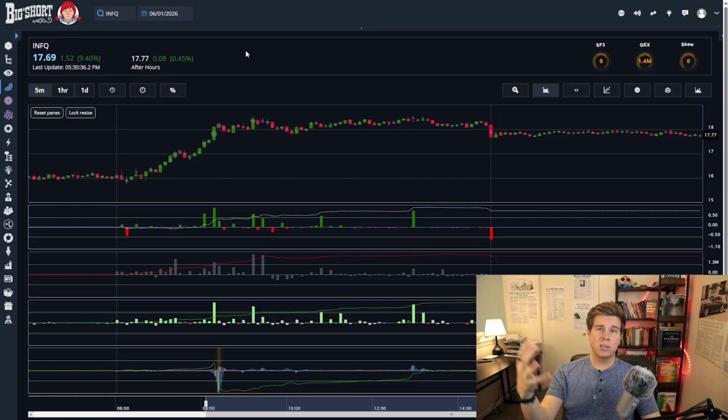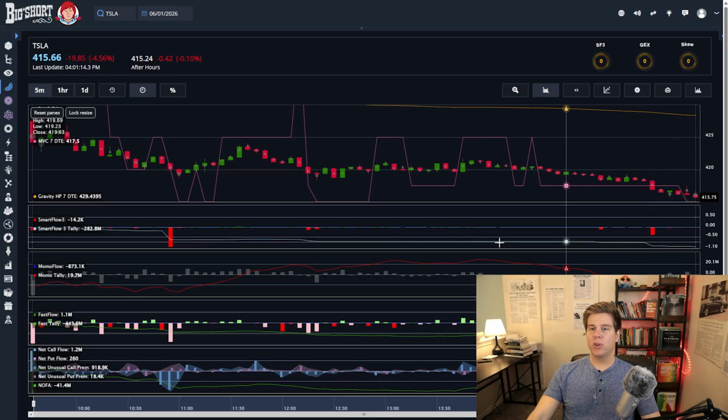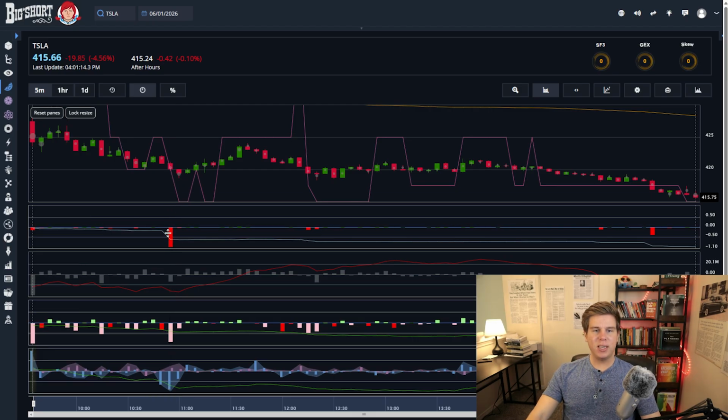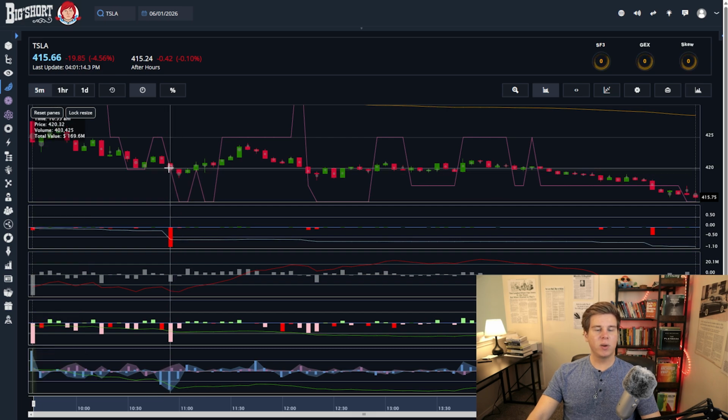Now let's take a look at Tesla and see if you can spot a potential entry. Here's the Tesla chart. Once again, this is the SF3 pane. This is where we're looking. And oh, would you look at that? That's a big SF3 bar. Now, this is a big bar, and this is actually called out in our Discord by the guy who trades Tesla. But if you see, fast flow stayed negative here. And smart flow also stayed pretty negative here. It's not as huge as this one, obviously, but it stayed negative and price kept going down.